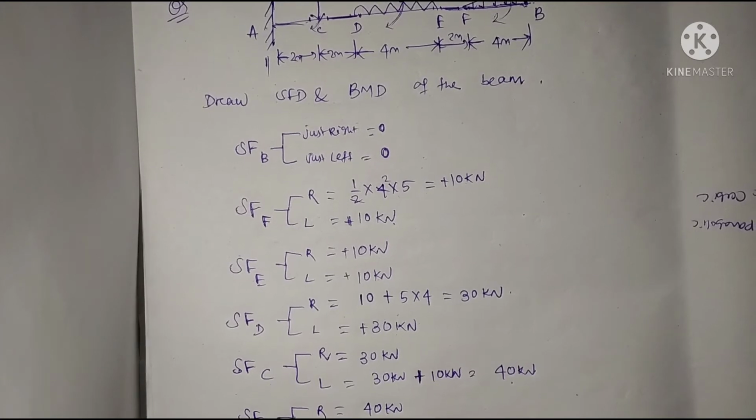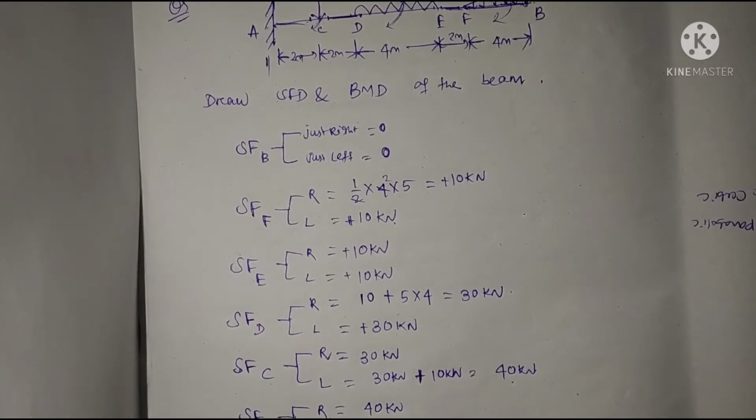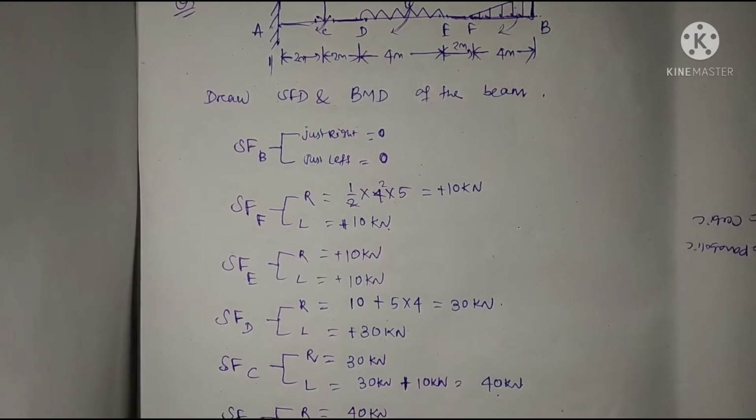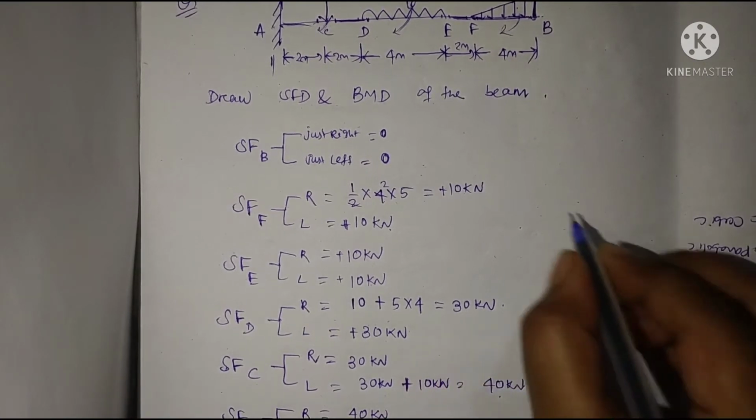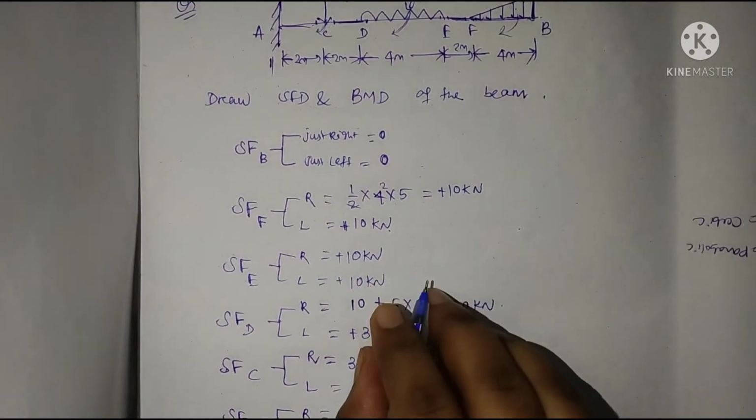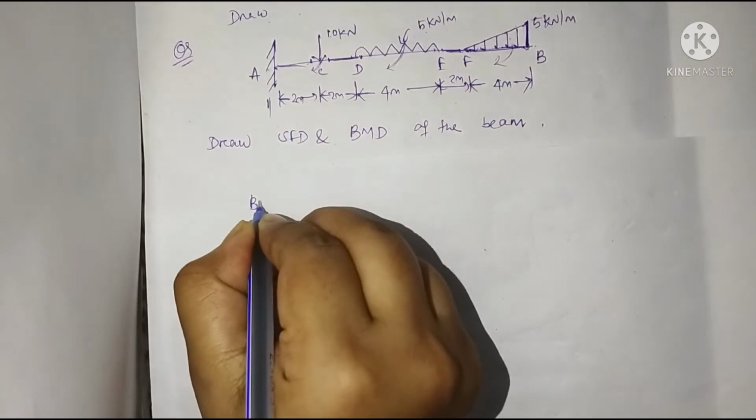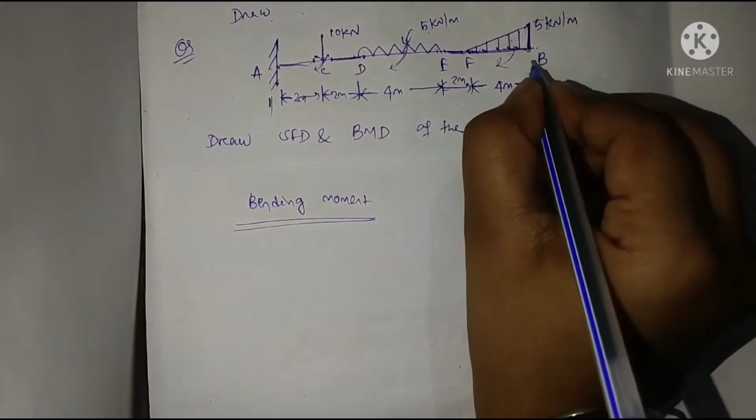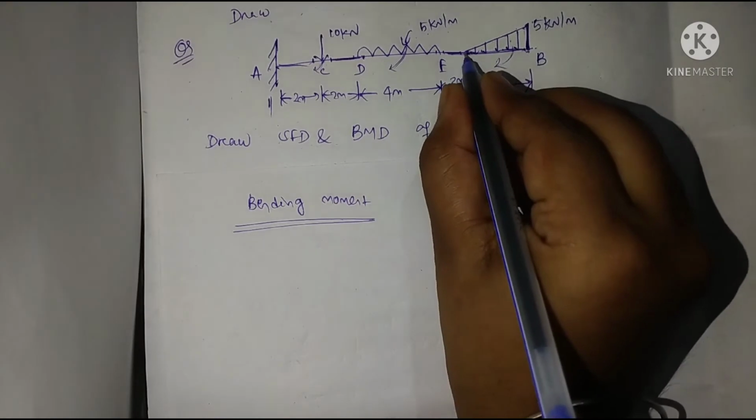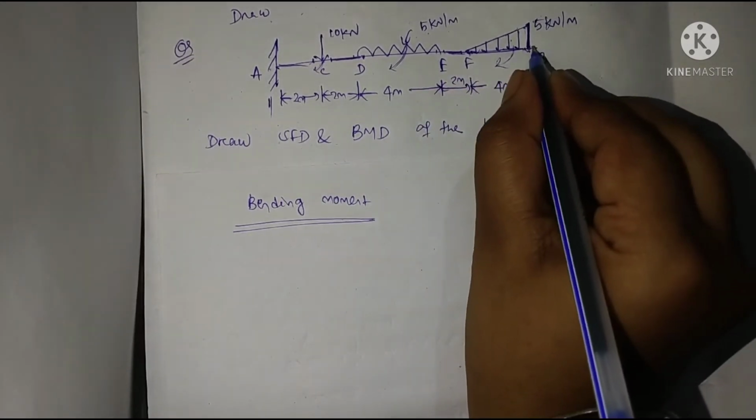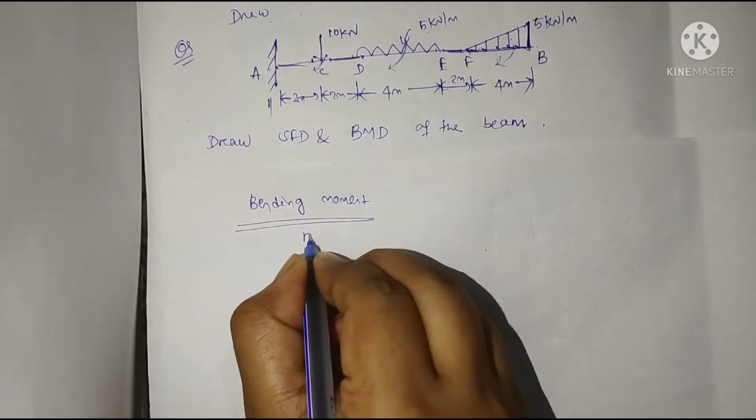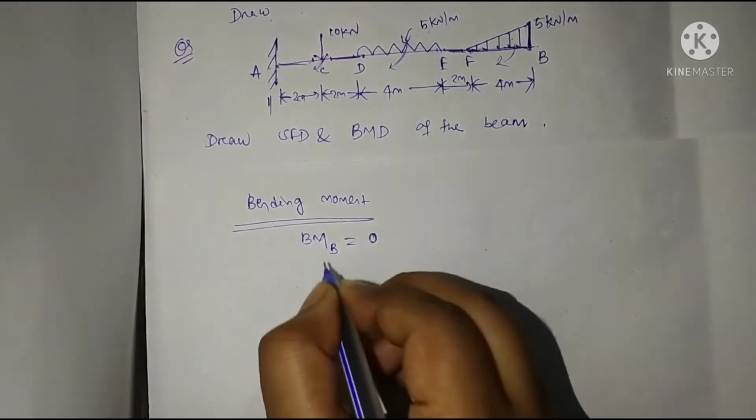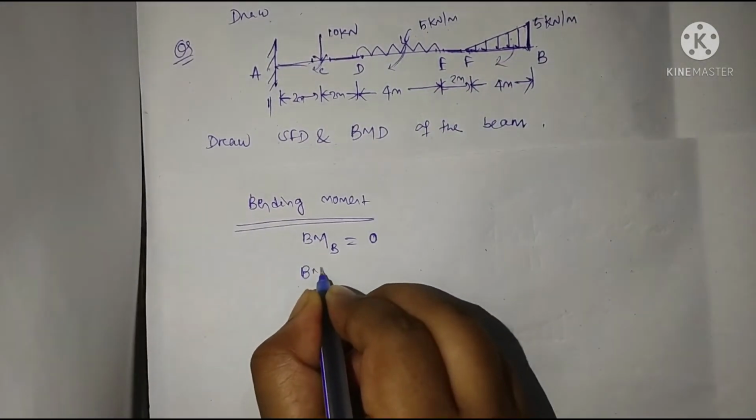Now we will draw the shear force diagram. Before we draw it, let's calculate the value of bending moment. First, we are calculating bending moment at the point only, not at left or right of the section. So bending moment at point B will be how much? This will be 0.